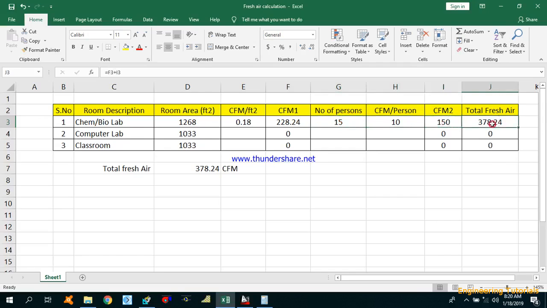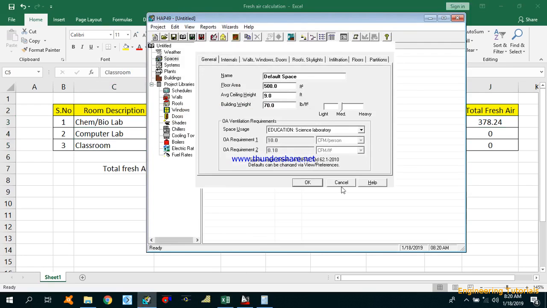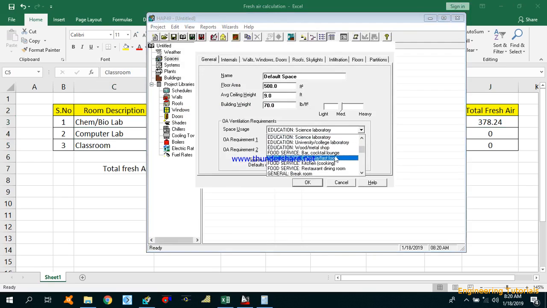How do you get the total CFM? Total CFM will be the sum of the first CFM, room area into CFM per square feet, plus number of persons into CFM per person. So total CFM will be CFM1, that is 228, plus CFM2, 150. So total is 378 CFM for the chemistry and bio lab. In the same way you can calculate the computer lab and classroom. I will show you again. Let's go for the computer lab.